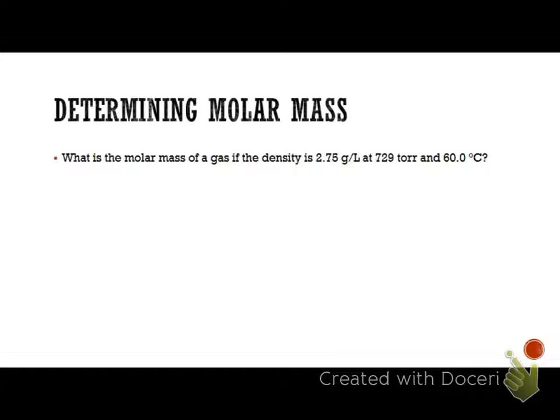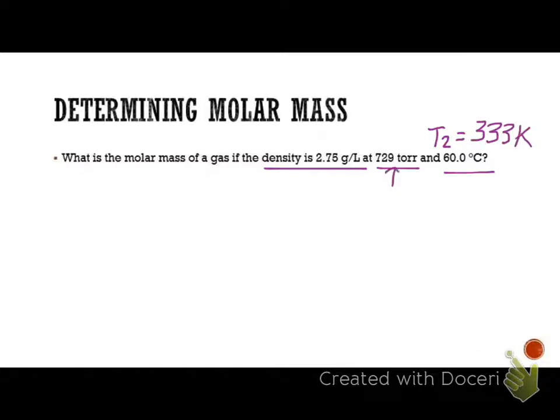So these first two examples are going to be about determining molar mass. This says determine the molar mass of a gas that has a density of 2.75 grams per liter at 729 torr and 60 degrees Celsius. So first, I need to convert temperature to Kelvin. So I'm going to immediately do that. And 60 plus 273 is 333 Kelvin.